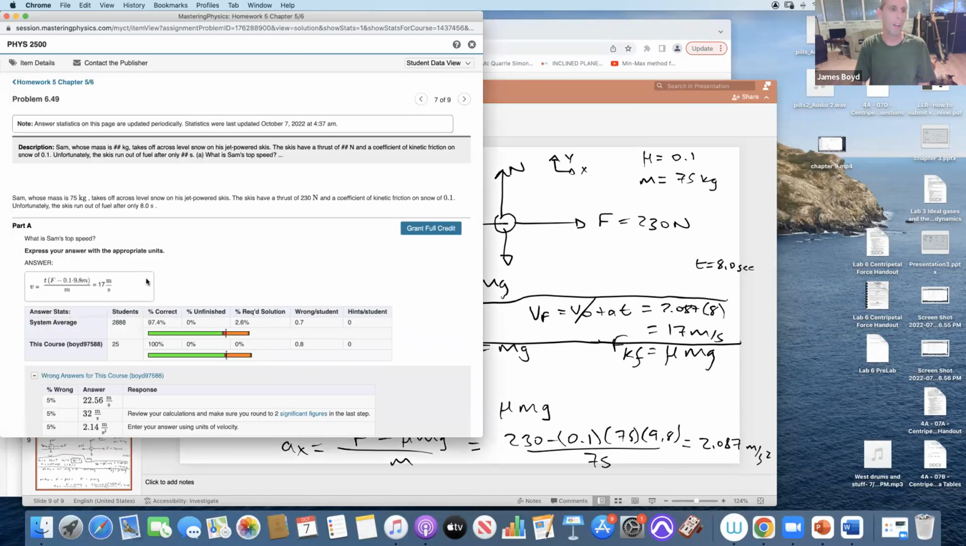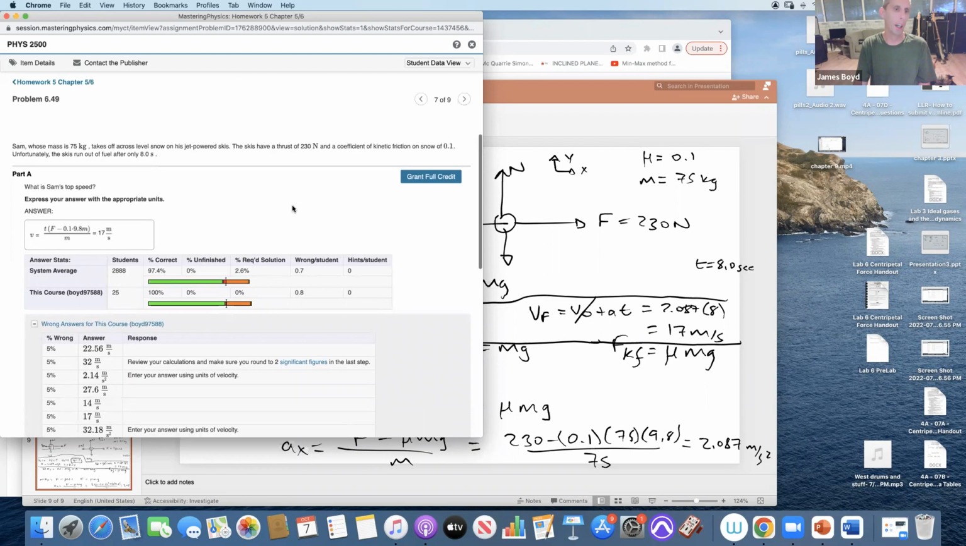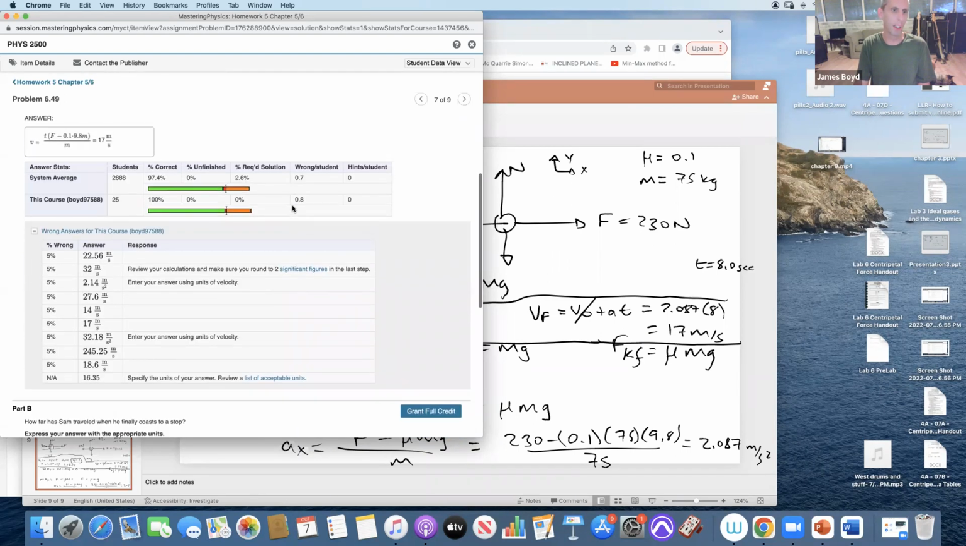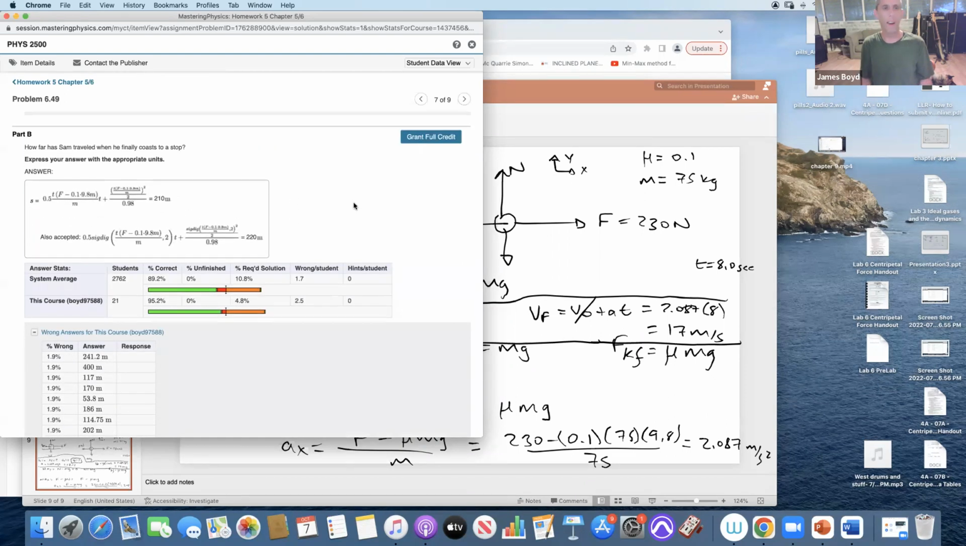The reason why we're doing 2 is we have 0.1, and technically this is only 2, and this is 2. I would argue that this is actually 3, but if it wants 2 sig figs, give it 17. If it wants 3, give it 16.7, and I think it will take 16.7. Now, how far has he traveled when he finally comes to a stop?